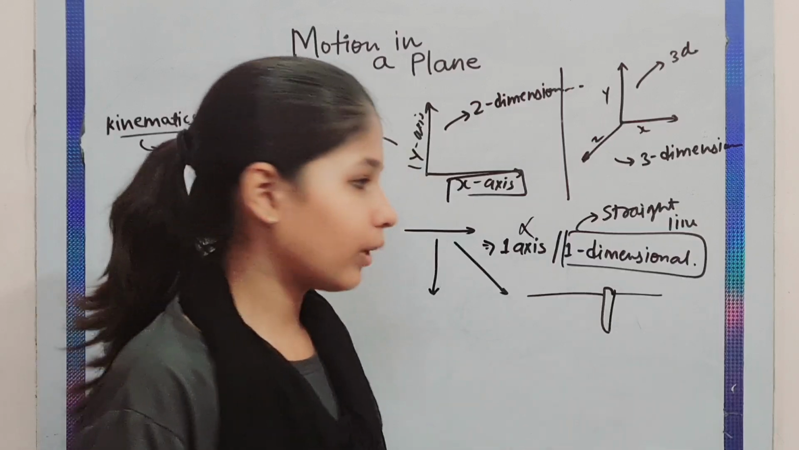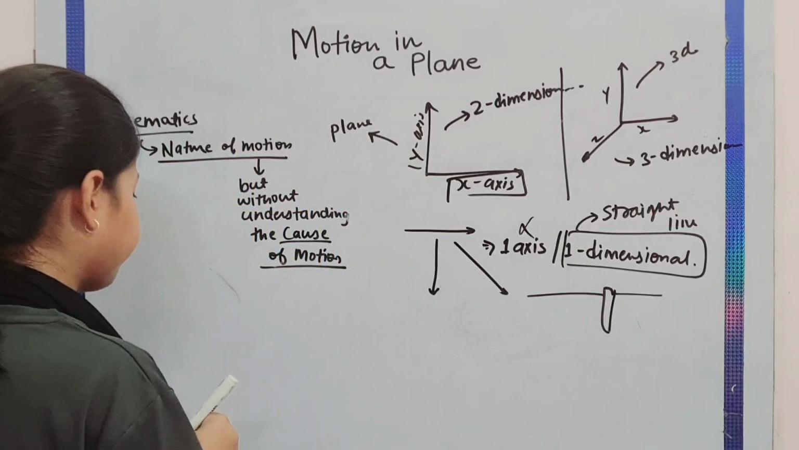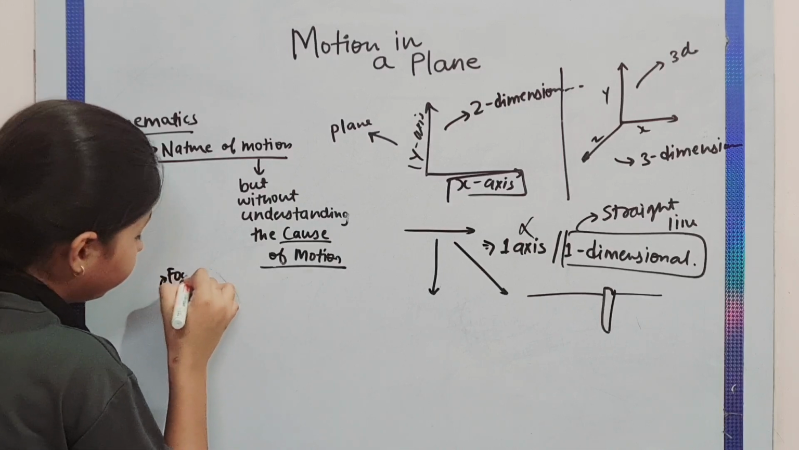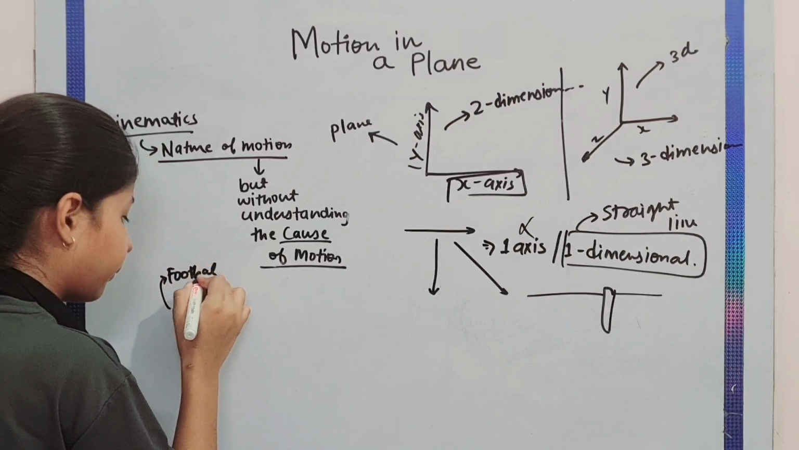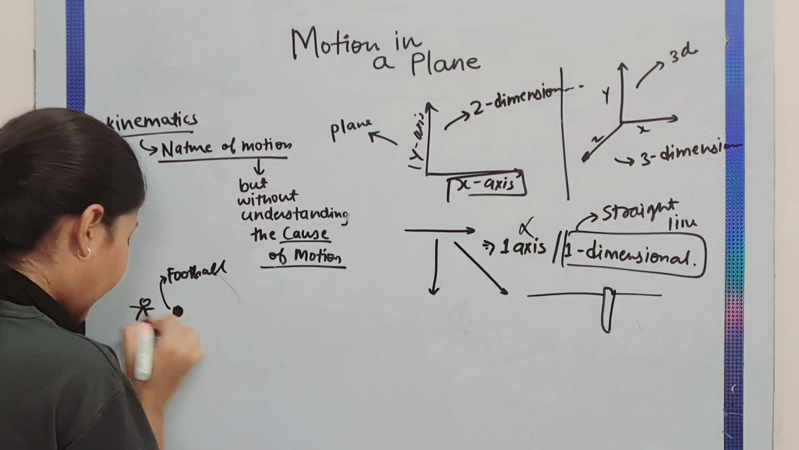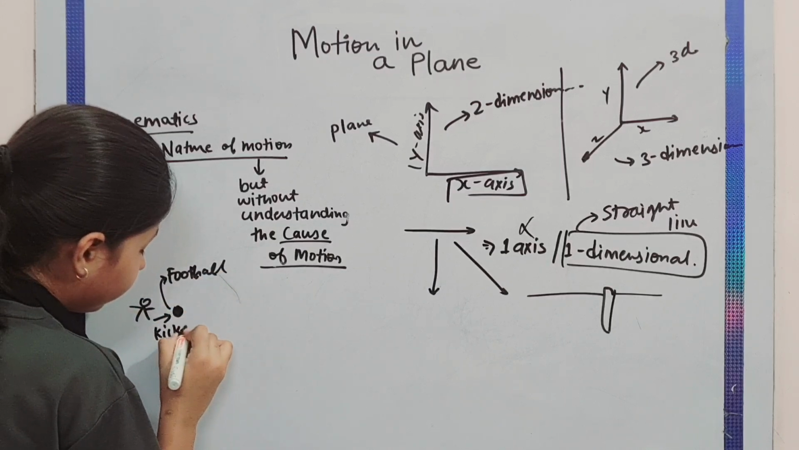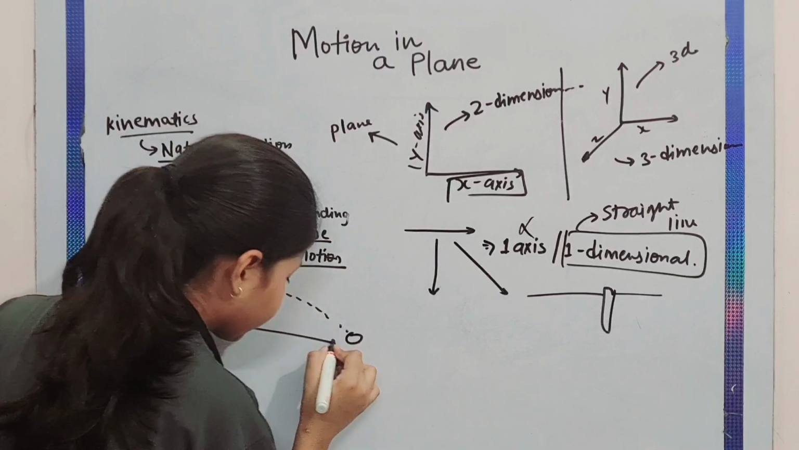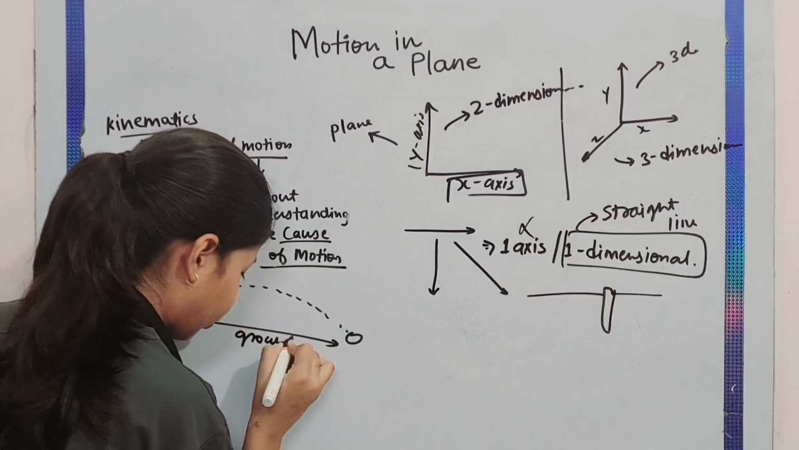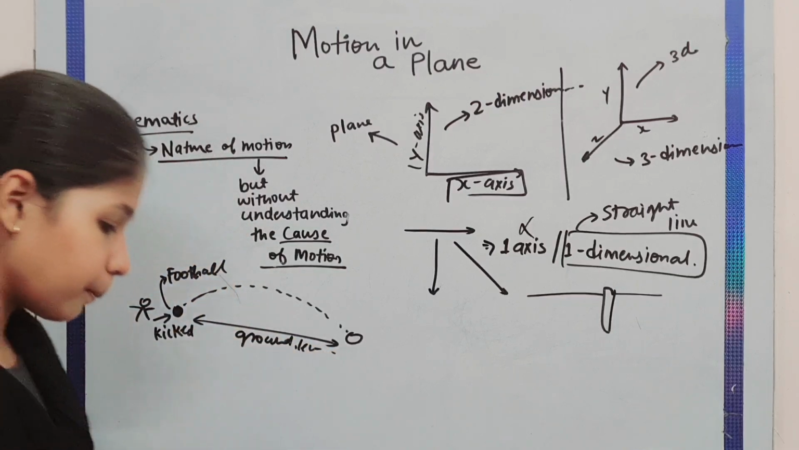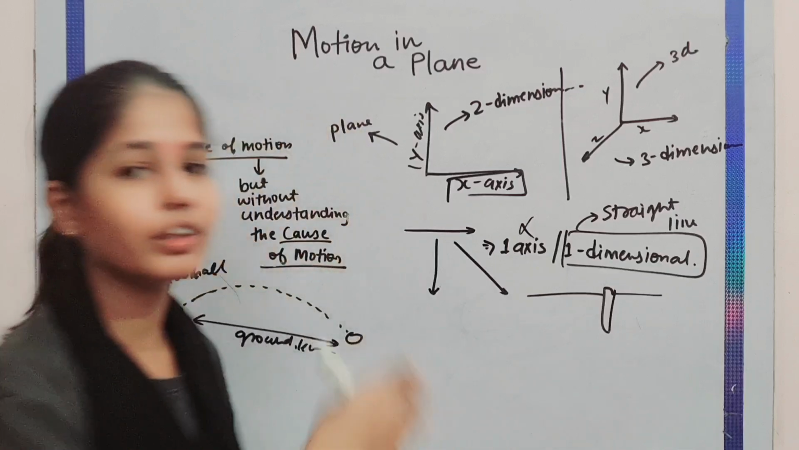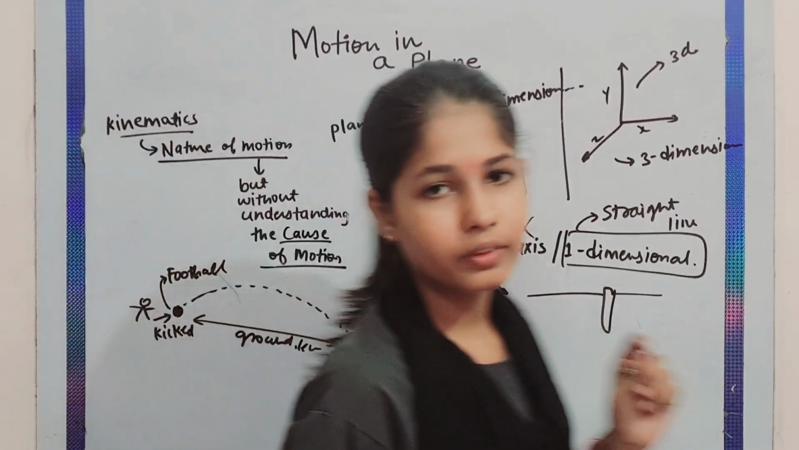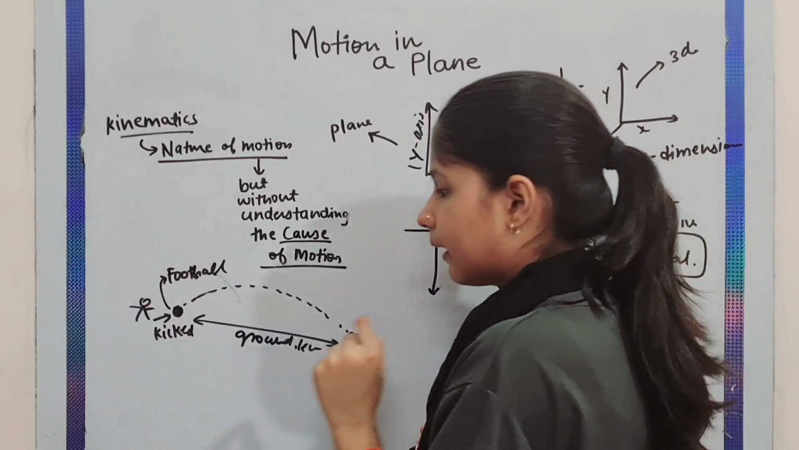For example, if this is a ball, not a ball, it is a football, and if a person kicks this ball, after some time it will go like this, and after some time it will go again to the ground. So what you have to assume, this is ground level. So he kicked it and it goes to the air, it travels in air for some time and then again it comes to the ground. Okay?